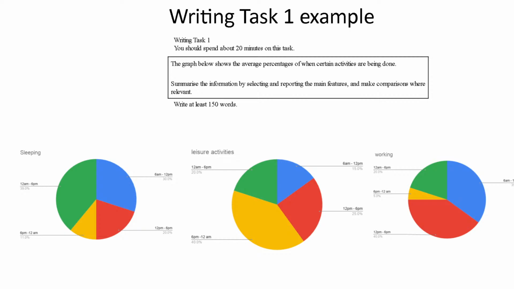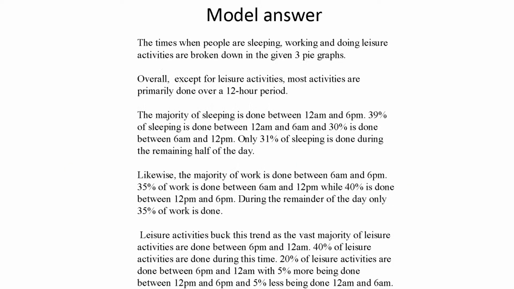Okay, right, so we're just looking at the messages from Mike in the chat there. So we're going to have a look at an example of the essay that we might write for this. So the model answer, let's just read it out. So the times when people are sleeping, working and doing leisure activities are broken down in the given 3 pie graphs. Overall, except for leisure activities, most activities are primarily done over a 12-hour period.